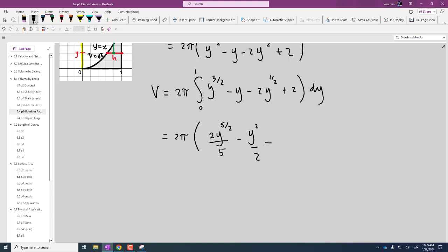Here we add 1 and we get y to the 3/2. Dividing by 3/2 means multiplying by 2/3, so we get 4/3. And then 2y, 0 to 1.